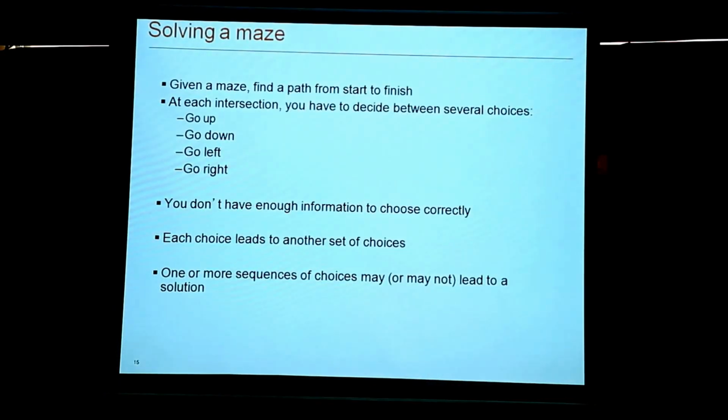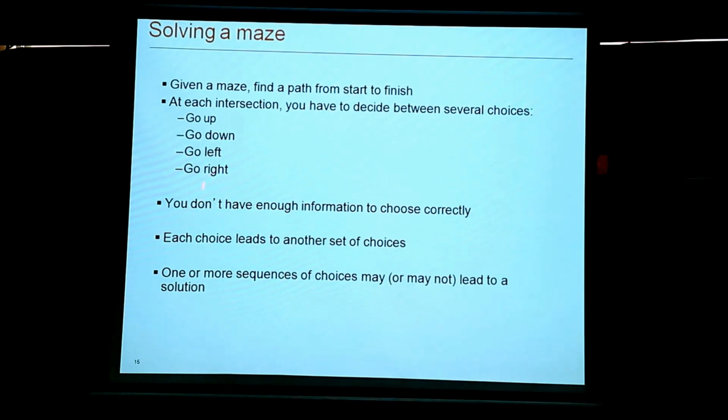Okay, so this is a very common problem. The idea is there is a maze given. It's like a 2D matrix, and some of the entries are 1, some of the entries are 0. So 1 means you are allowed to go to that cell, and 0 means you are not allowed. You have to start from maybe the top left corner and go to the bottom right corner, finding a path. And at every intersection you have different choices: you can go up, down, left and right.